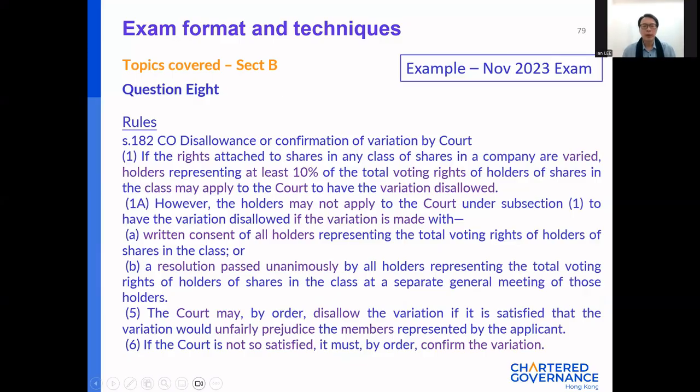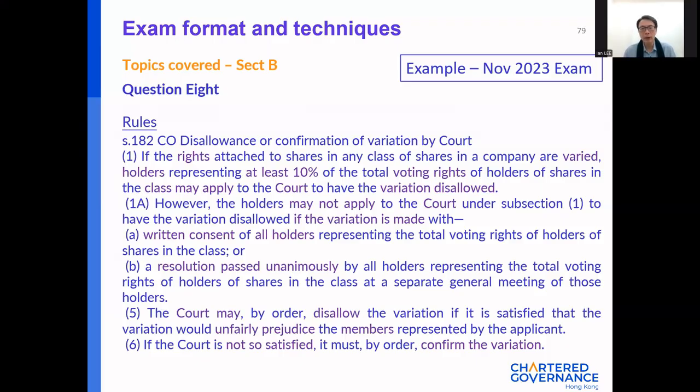And then under section 182, if the rights attached to the shares are varied, holders representing at least 10% of voting rights may apply to the court to have the variation disallowed. So this is if they manage to get enough votes to get the consents in order to vary the rights, and you as one of the class holders do not agree, then if you have sufficient shares or votes, you can apply to the court for help. Basically, that's what 182 is about.